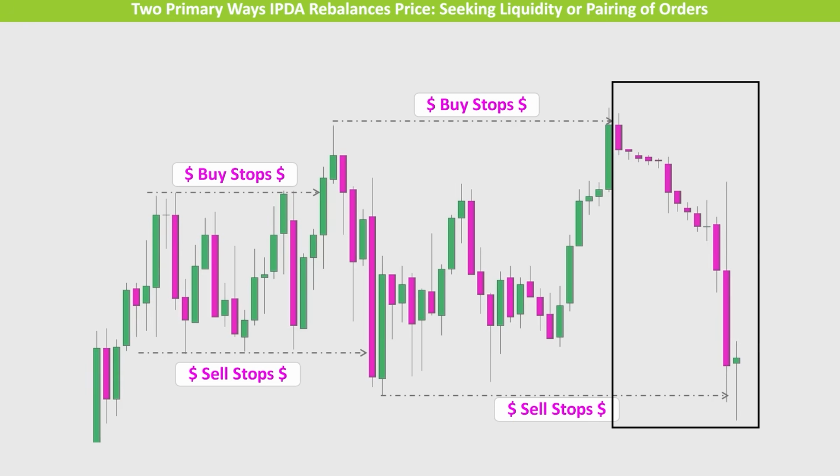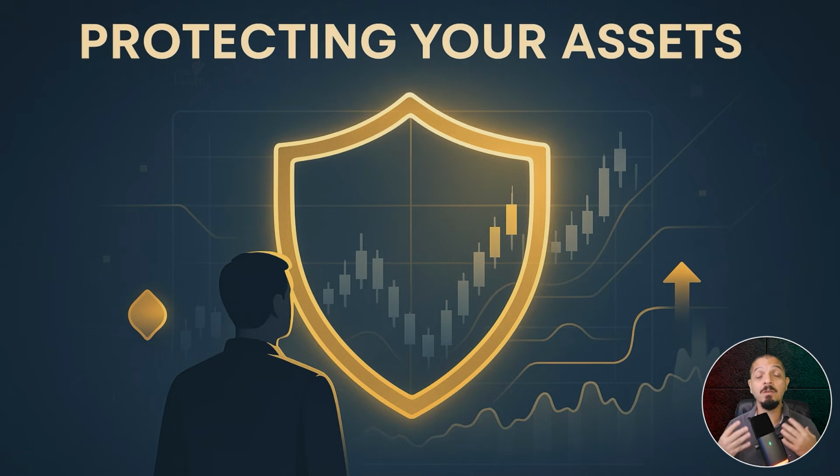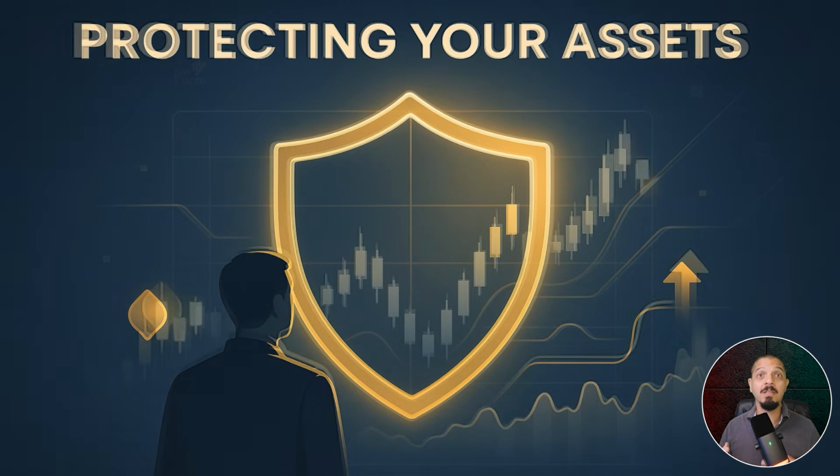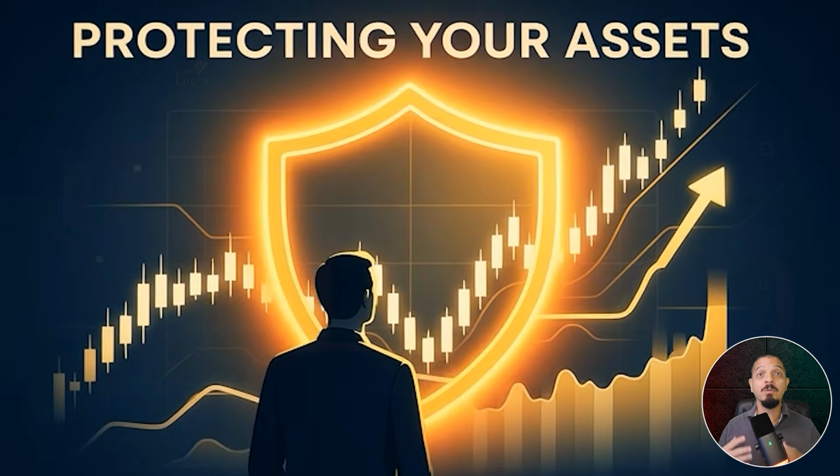The algorithm repeats this cycle continuously, engineering and regenerating liquidity throughout the market. It does this to make manipulation easier, absorb more liquidity, and fulfill large institutional orders. Understanding how this algorithm works helps you protect your capital and avoid being on the wrong side of institutional moves.